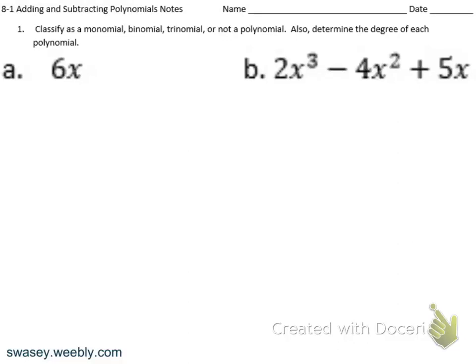Here we're classifying as a monomial, binomial, trinomial, or not a polynomial. And we're also going to state the degree of the polynomial. So on part A, we've only got one term. One term matches up with monomial.